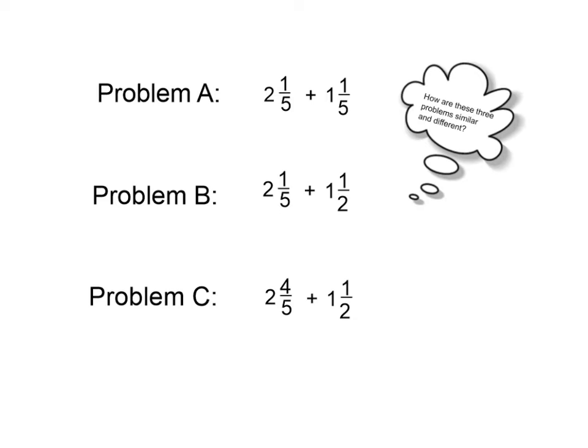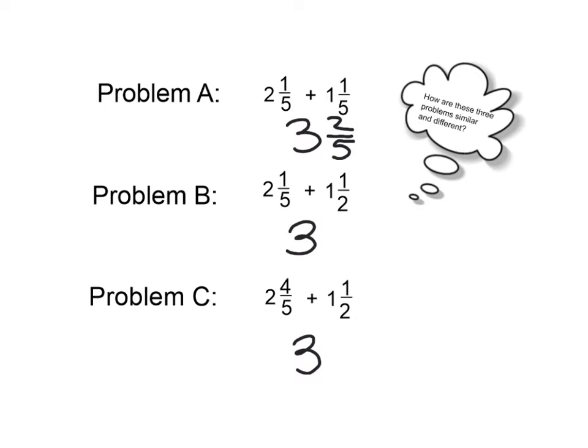As you can see, 2 plus 1 is in each problem. So each problem is going to end with a 3 as a whole number, except if the fraction goes over 1. Now we've got 1/5 and 1/5, 1/5 and 1/2, 4/5 and 1/2. If we look at the first problem, do you think 1/5 plus 1/5 is going to be greater than or less than 1/2? Well, 1/5 is pretty far away from 1/2, and I know that 1/5 plus 1/5 is 2/5.